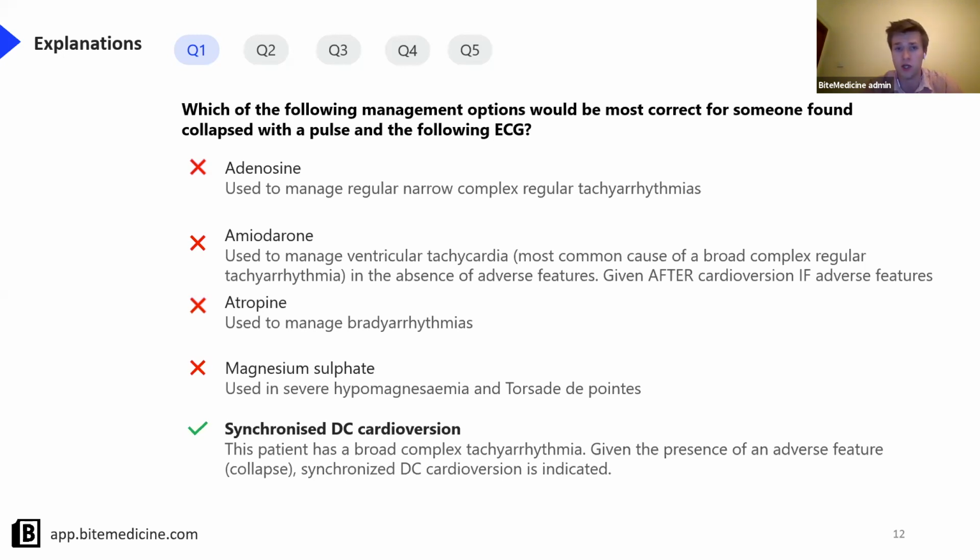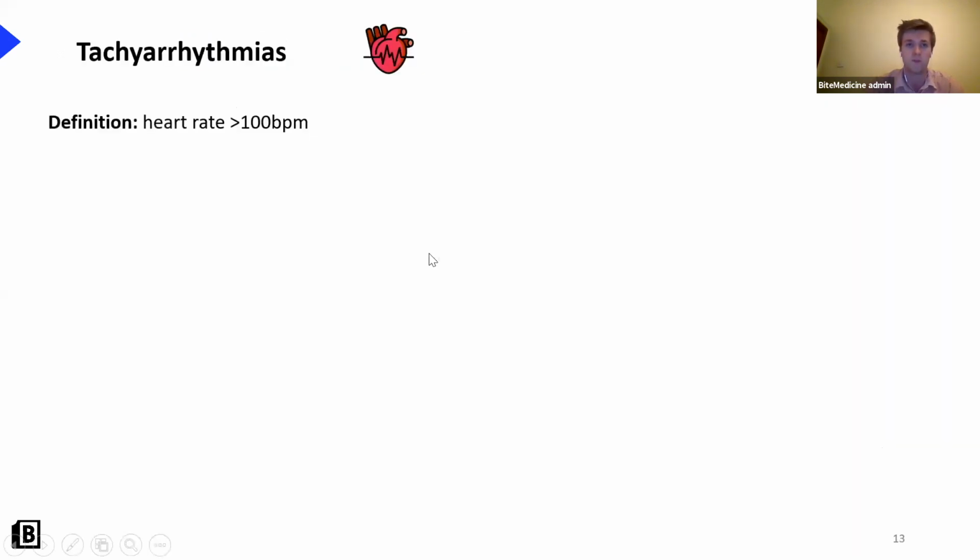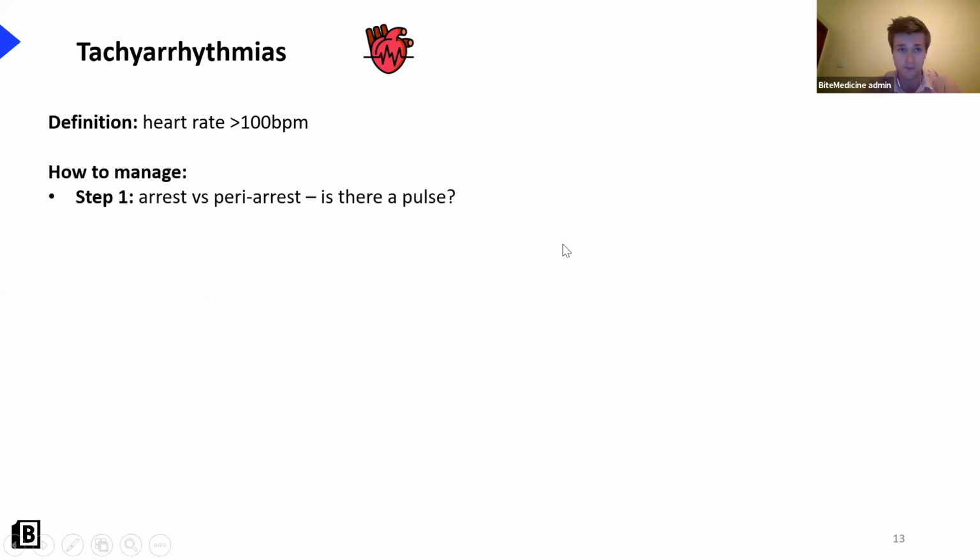Atropine would not be appropriate for a tachycardia. This is for a bradyarrhythmia. And then magnesium sulfate could be used in certain broad complex tachycardias, but not in this case. So let's just go through what it is we're talking about. Tachyarrhythmias, broadly speaking, is a heart rate above 100 beats per minute.